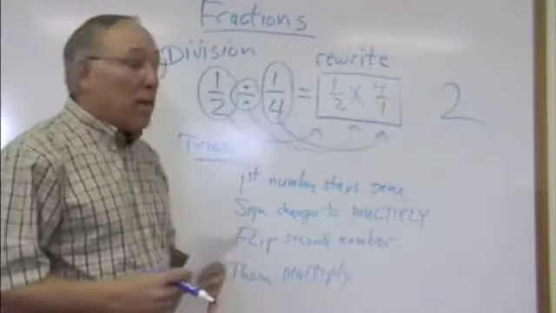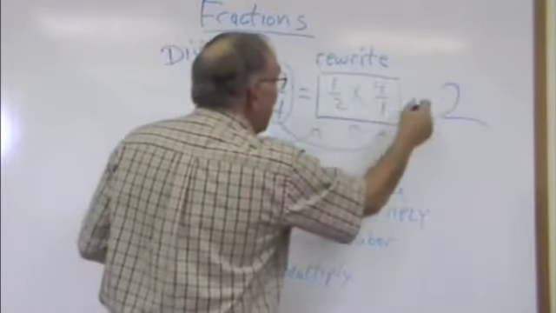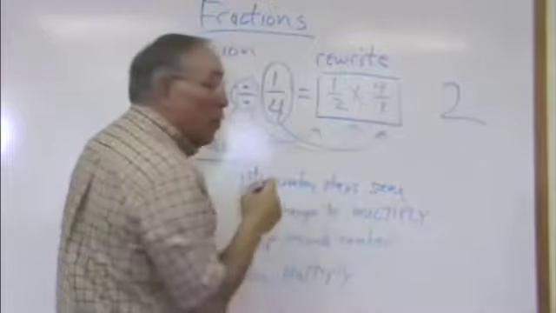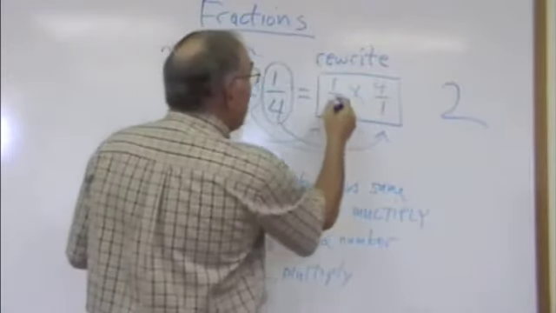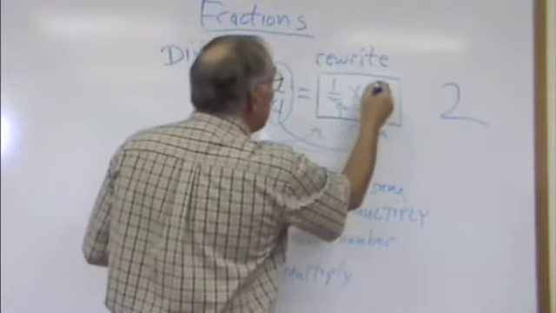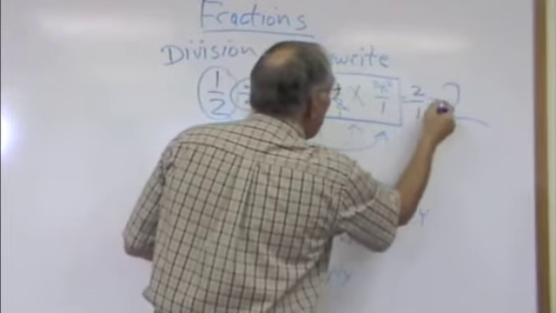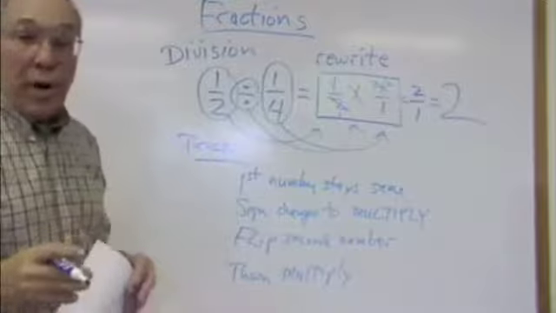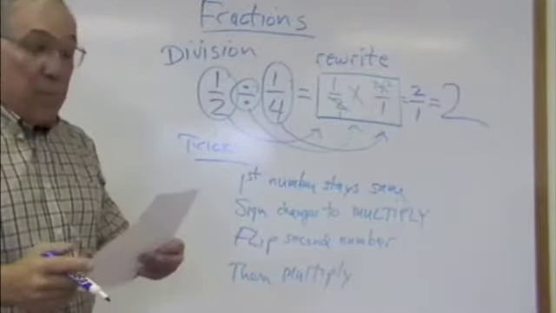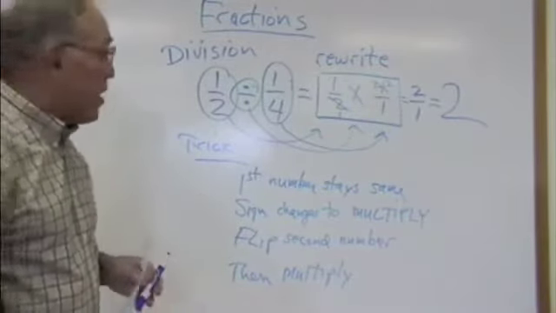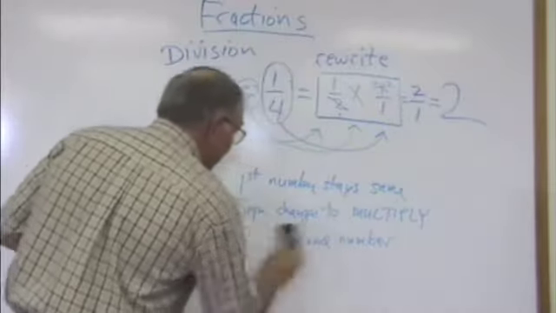Now we have to remember how to multiply. Top times top, bottom times bottom. That would give us 4 over 2, which would give us 2. We could cancel. 2 goes into 2 once, 2 goes into 4 twice. That gives us 2 over 1, which is just 2, so it works. It'll work for this problem, and it'll work for any division problem. Let me give you another example.